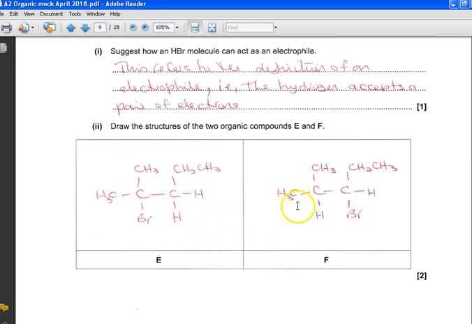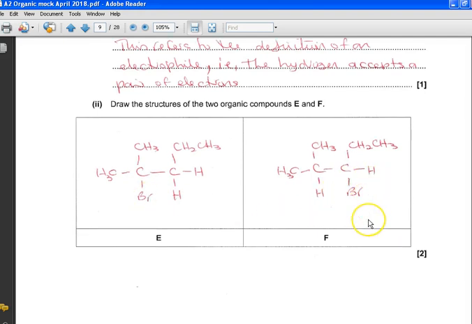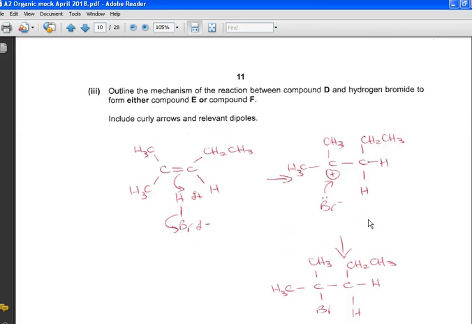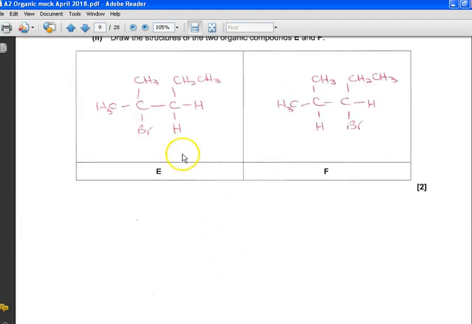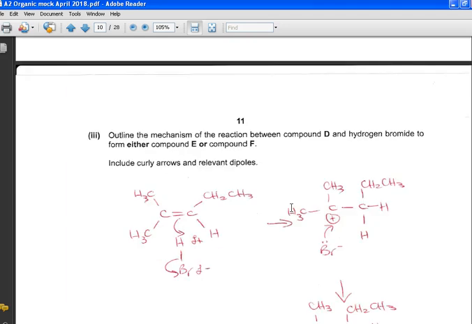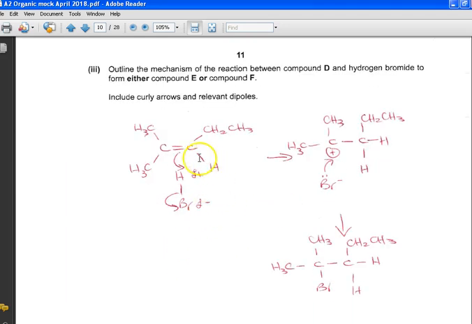And then you're asked to draw the 2 possible organic products for E and F. So you've got this one where the bromine is attached to this carbon, and this where the bromine is attached to this carbon. And here is the mechanism that you are asked to draw. It just says to show either E or F, it doesn't matter which, because you've decided which one is E and which one is F here, you're not specifically asked. So yeah, you need to get all those curly arrows in, you need to put the dipoles in, and you must make sure that this is a full positive charge here.